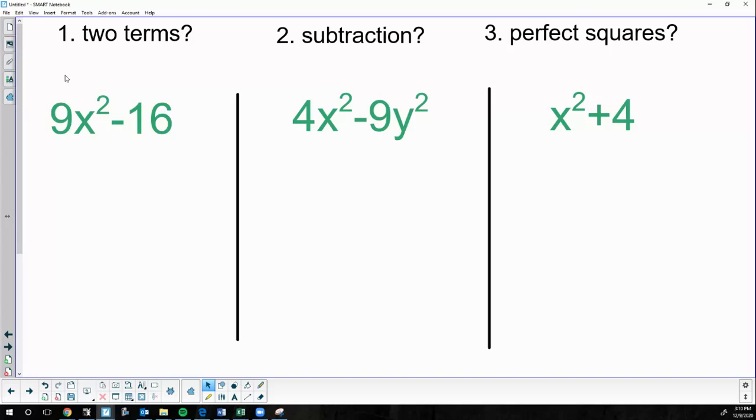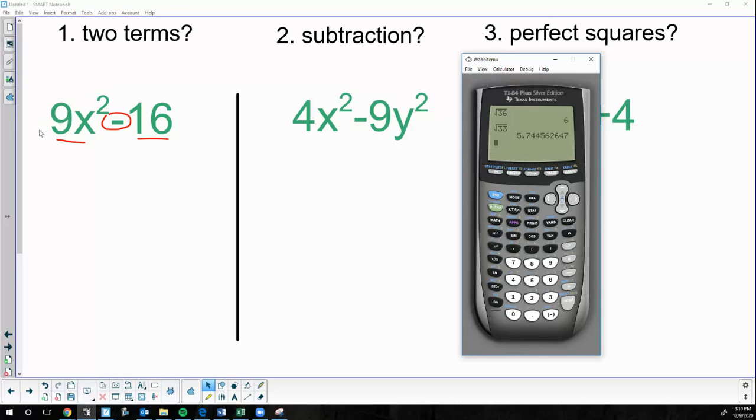Okay, so let's try this first example and we'll do the test. First, are there 2 terms? Yes, there is. 1, 2. Is there subtraction in between? Yes, there is. Are they perfect squares? So you could, either by memory or by the calculator, test each one of these. I know that 3 times 3 is 9, and 16, oh, I remember, 4 times 4 is 16. These are both perfect squares.